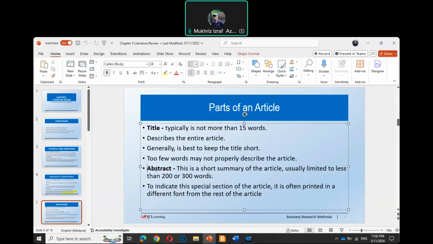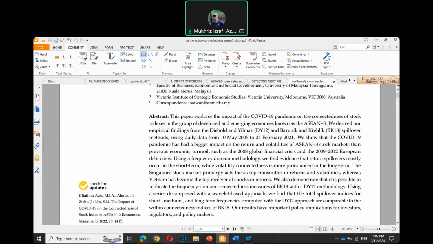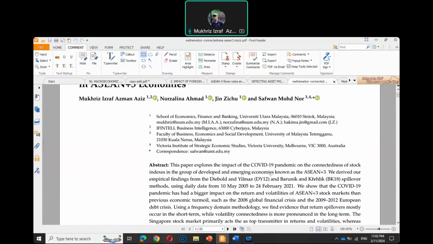summary of apa yang author tu nak buat, yang dia dah plan, yang dia buat, what are the main findings. So usually kalau saya nak baca paper pun, any papers that I want to read, you can get a quick overview apa yang dia nak cuba buat, method apa yang dia pakai, sampel kajian daripada tahun berapa ke, and what are the main findings. Okay, for example, this is my own paper lah.